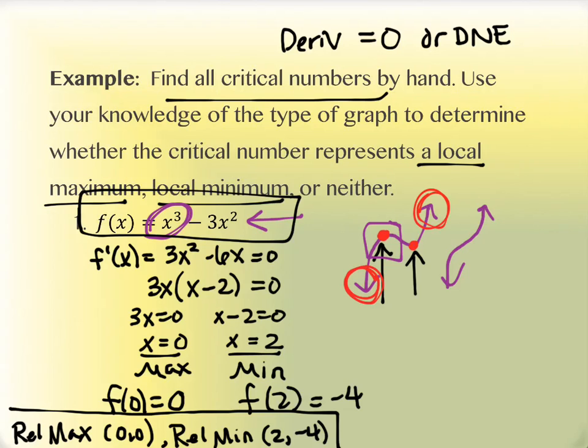It's incomplete if you don't give the y value that goes with it as well, okay? Because it's just telling you the location in terms of x, and we want the point on the curve. All right, any questions on that one?